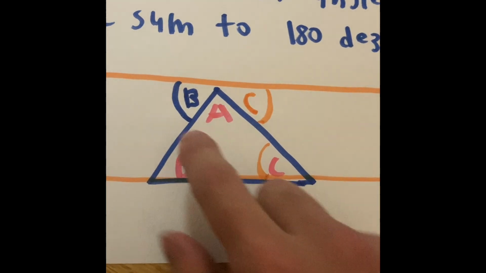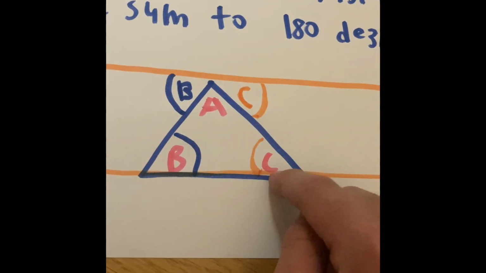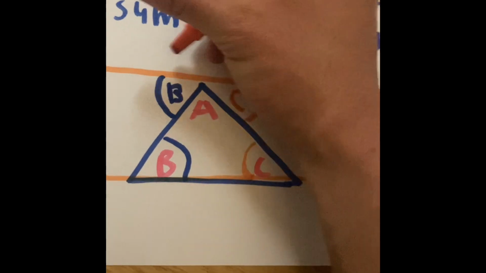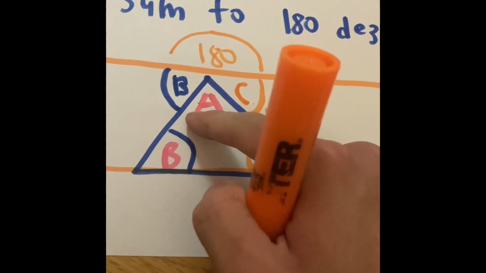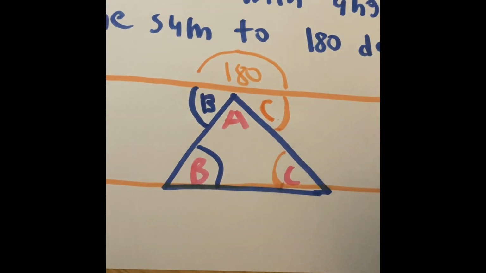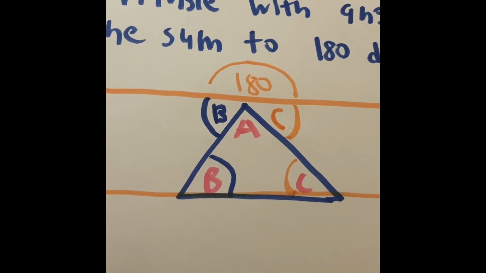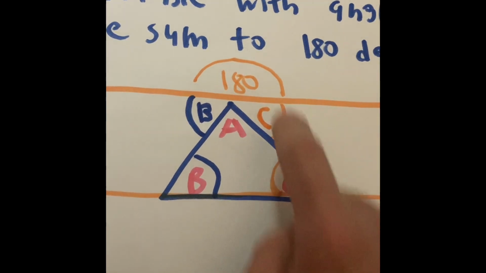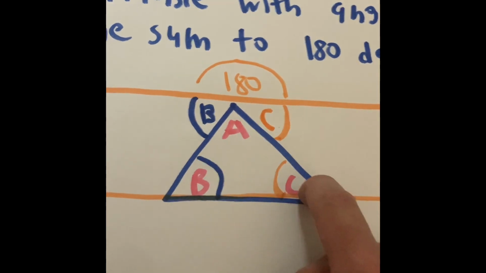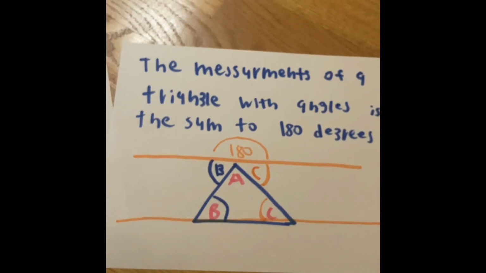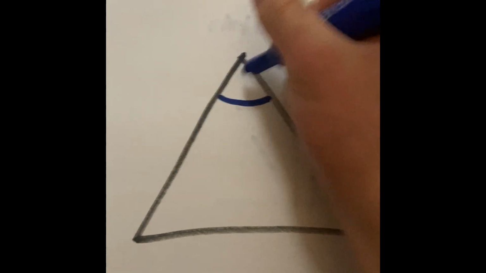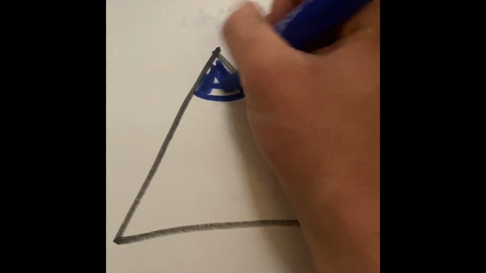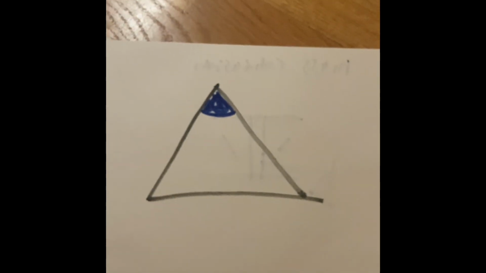If this is congruent to that, and that is congruent to that, and together they make a straight line of 180 degrees, then angle A, together with B and C, has to sum to 180 degrees. So that's why it's equal to 180 degrees. We have looked at the first triangle proof, proving that all the angles sum to 180 degrees.